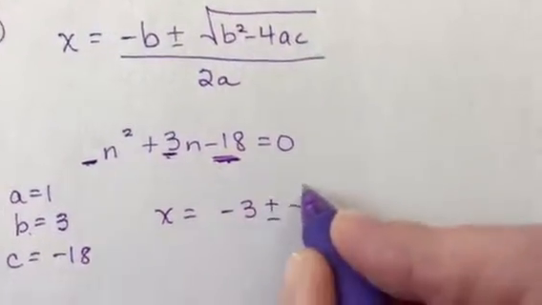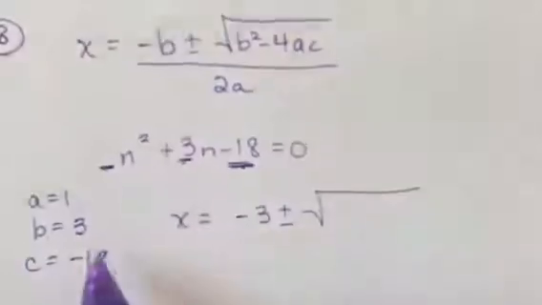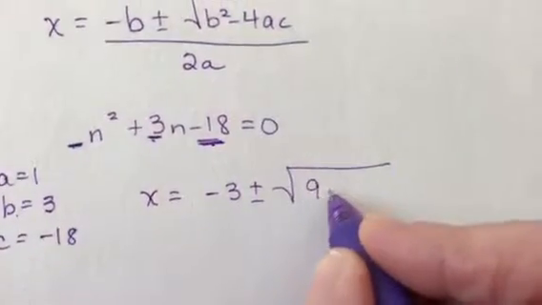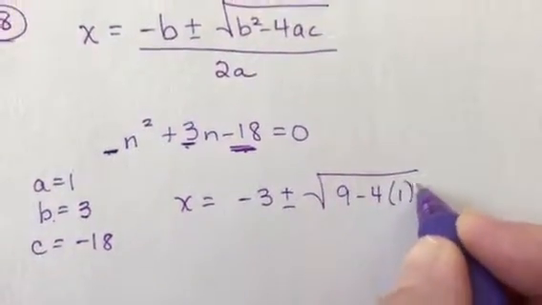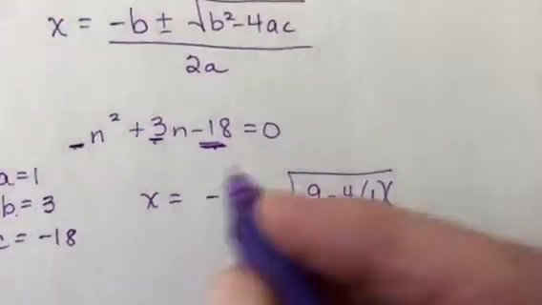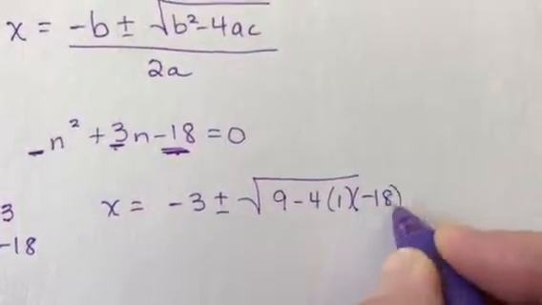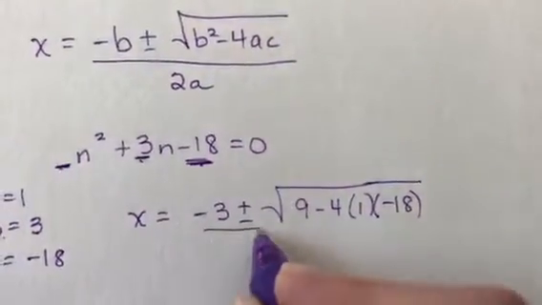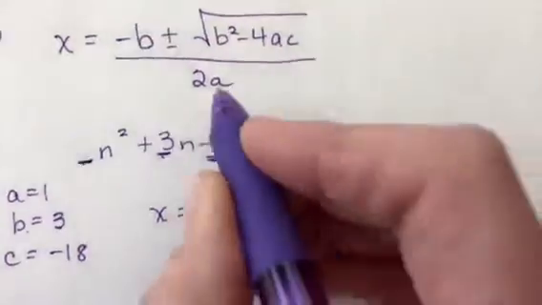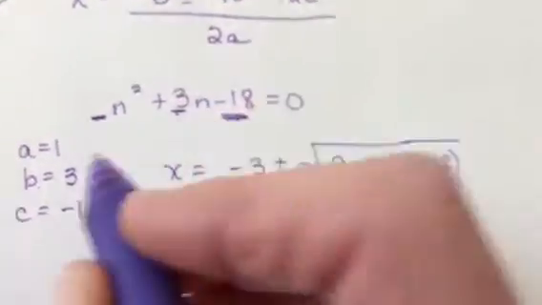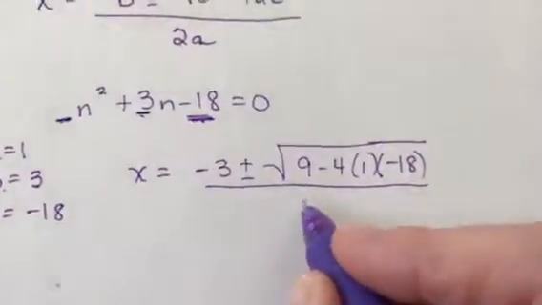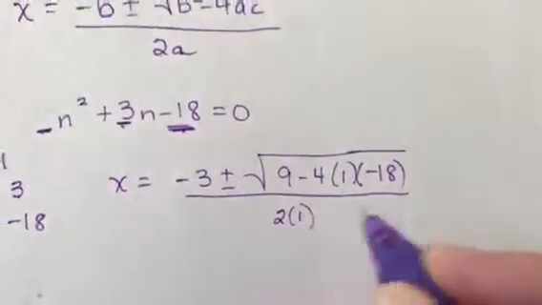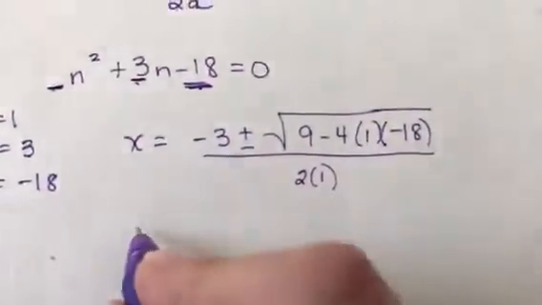Plus or minus. What is b squared? Well, 3 squared is 9. Minus 4a. A is 1. C is a negative 18. Okay. All over, and this says take 2 times a, which you can see a is 1. So I guess I could show my work, but I'm good if you just write 2 right there.